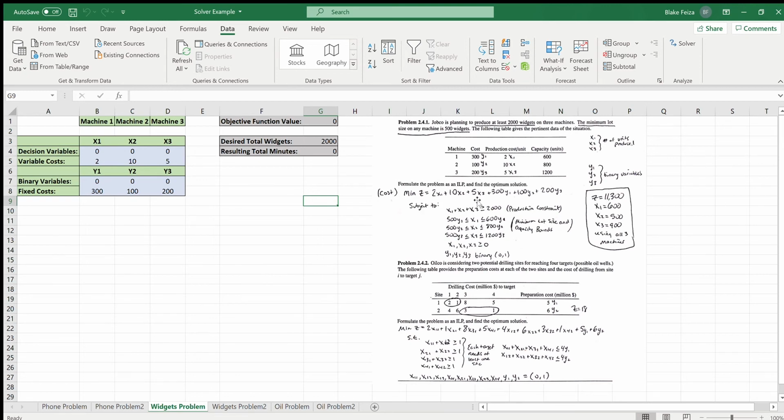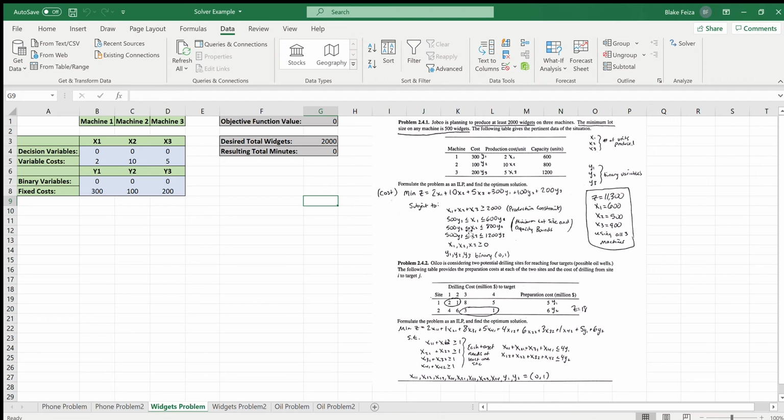And then this is all subject to our constraints of x1 plus x2 plus x3 is greater than or equal to 2,000, which is just our production constraint. We need to have at least 2,000 widgets based on the problem. And then these are going to be bound by our minimum lot size on the machine and then our capacity for each machine here. So 500y1 is less than or equal to x1 less than or equal to 600y1. Again, these y's just activate the constraint only if the machine is used in the problem, because these are always going to be 0 or 1, so that's why they're attached there.